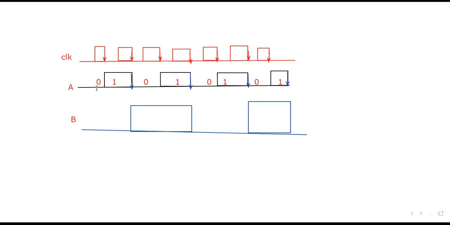Okay, what we have written in our truth table, 0 1 0 1 0 1, the same way we have to write over here. It is 0 0, then 1 1, then 0 0, then again 0 0, then 1 1, again it would be 0.